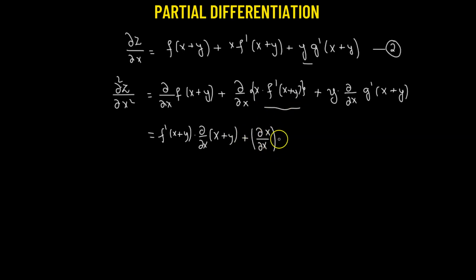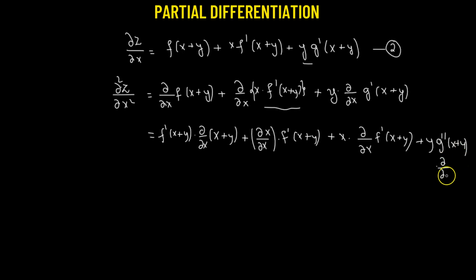So this will get multiplied to f prime of x plus y, plus x times the partial with respect to x of f prime of x plus y, which will be f double prime of x plus y, and this will get multiplied to the partial with respect to x of x plus y. Right. So let's simplify it.